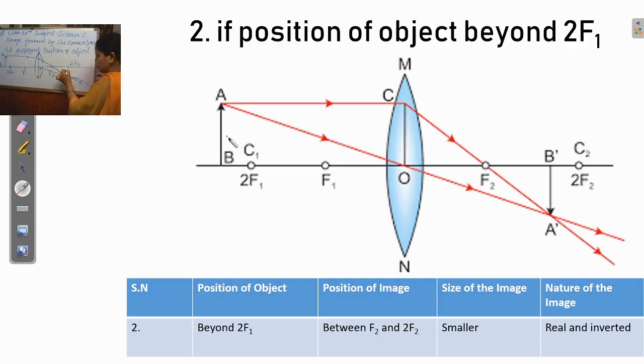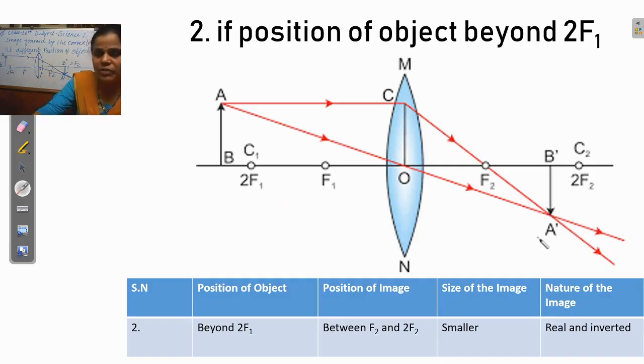Draw the perpendicular from this intersection point to the principal axis. Then this intersection point is the head of the object. That means here draw the arrow, and this is A dash, the image of A, and this point is B dash. So A dash B dash is the image of object AB, and the image is smaller than the object. In this way you can draw the ray diagram.